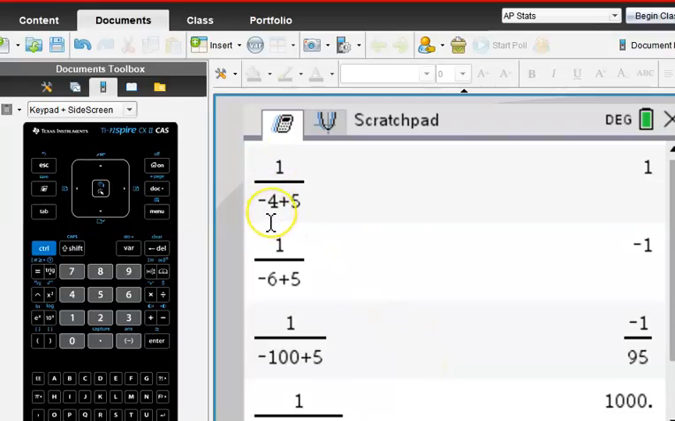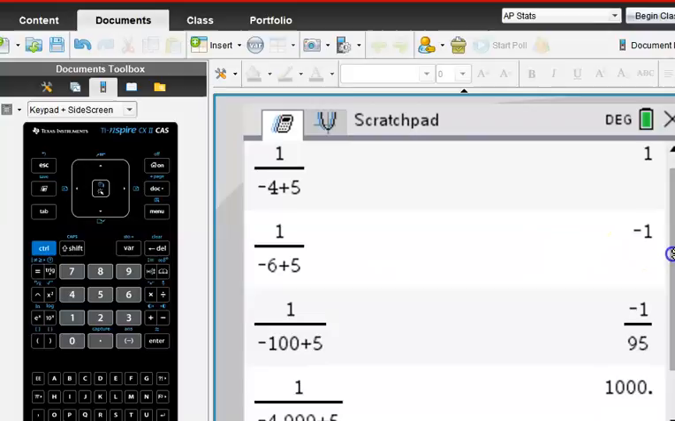If I put in a number that is greater than -5, notice -4 is greater than -5, I would get a positive number here, 1. If I put in a number less than -5, -6, notice that I end up with a negative number, in this case, also -1. What if I put in a much larger value less than -5, -100? I get -1 over 95. If this was a positive 100, I would get 1 over 105. So you can see I can get positive and negative numbers for y.